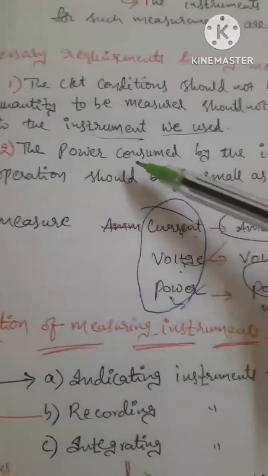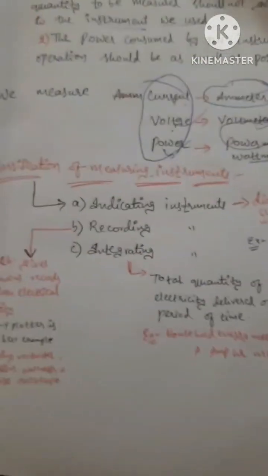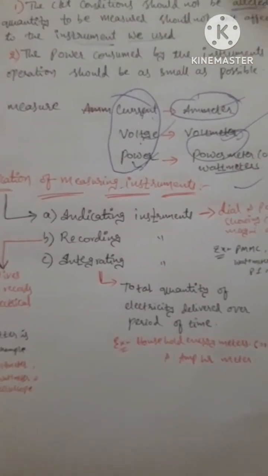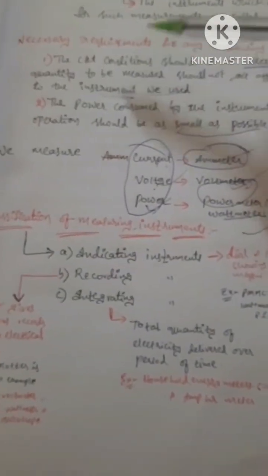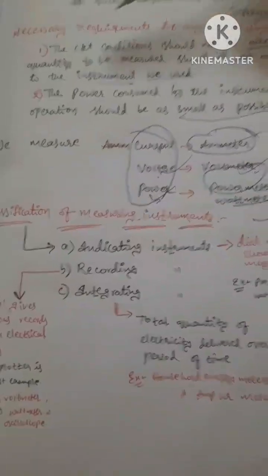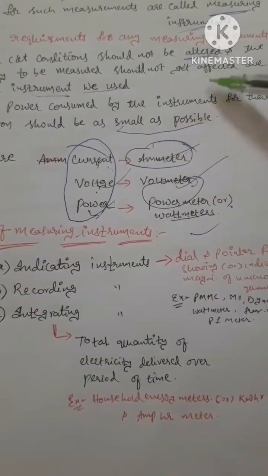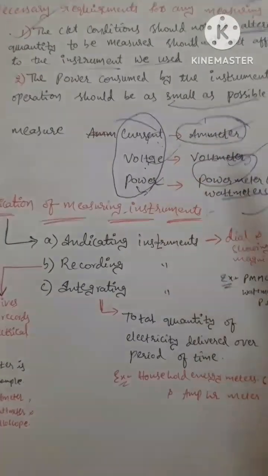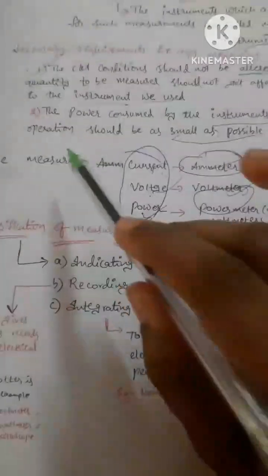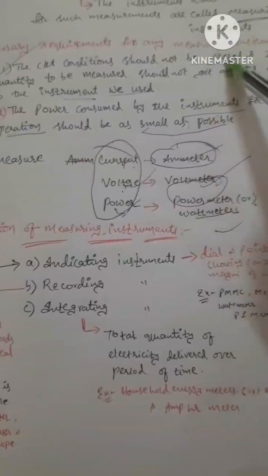The second necessary requirement is that the power consumed by the instrument for its operation should be as small as possible. First, the circuit conditions should not be altered or changed, and the quantity to be measured should not get affected due to the instrument that we used. Second, the power consumption must be very small for the instrument operation. These two are the necessary requirements for any measuring instrument.